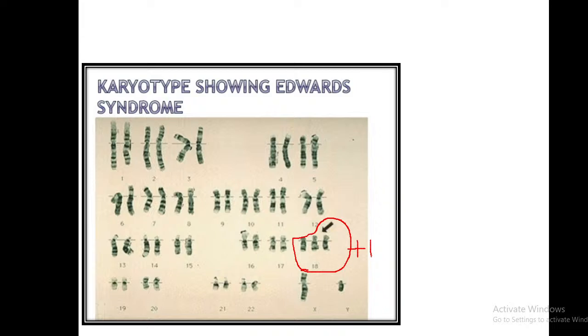+1 ഇല്ലേ, +1 18. ഡൗൺ സിൻഡ്രോമിൽ എവിടെയായിരുന്നു 21. Edward syndrome-ലാണെങ്കിൽ 18ാമത്തെ chromosome 18 Edward. അങ്ങനെ ഓർത്തിരിക്കുക 18th chromosome Edward syndrome. Then coming to the defects of this, it was first described by a person called Edwards, and this is characterized by multiple congenital disorders.